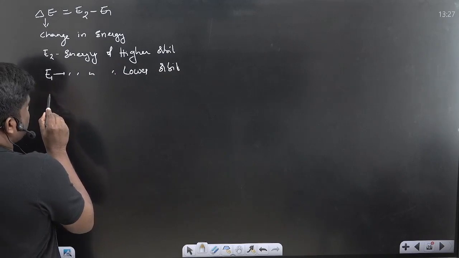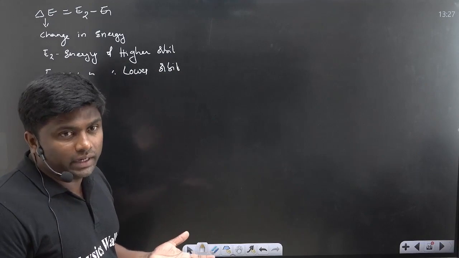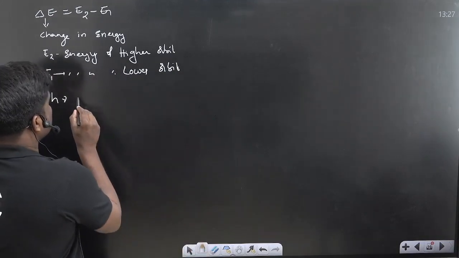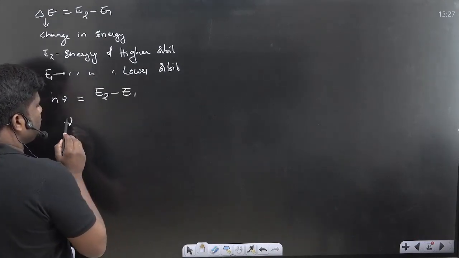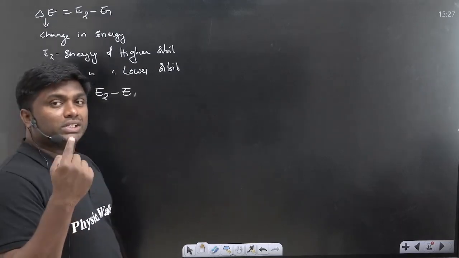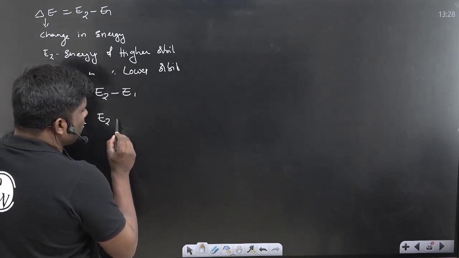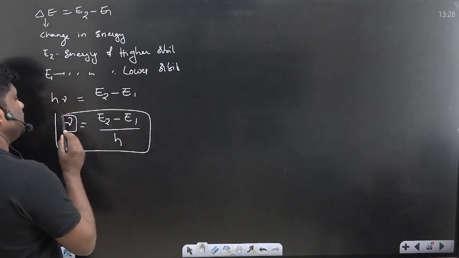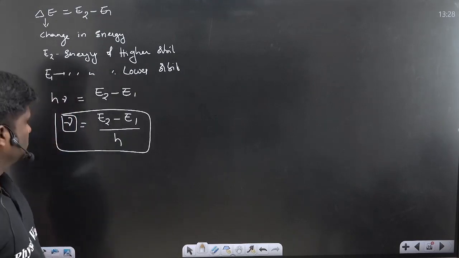So delta E, the change in energy, is what? h nu. The change in energy is nothing but energy only, that is the energy formula, E is equal to h nu. So h nu is equal to E2 minus E1, and nu is the frequency. If you want to know the change in frequency during excitation and de-excitation, you can calculate it by (E2 minus E1) by h. This is the change in frequency.